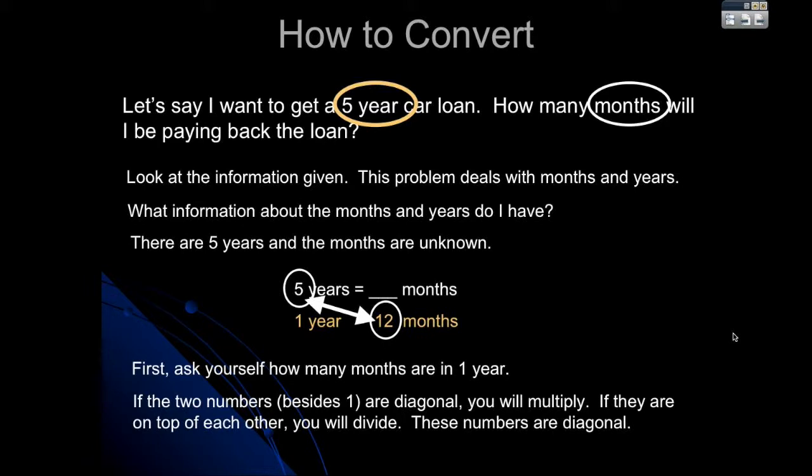Okay, yeah, they're diagonal. So you're going to multiply 5 times 12. Forget the 1. Don't worry about that. So we know that 5 times 12 is 60. So I'll be paying back the loan for how many months? 60. So for right now, I just worry about getting this thing written down right here to show how to do that.